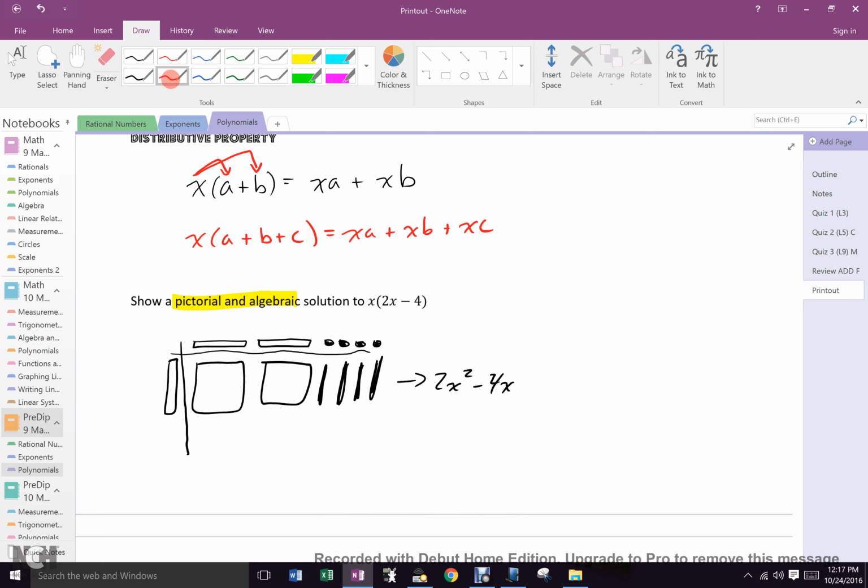And then we show it algebraically. x times 2x minus x times 4, which we write as 2x squared, because the exponent is 1 and 1, minus 4x. Everyone can do that, yes?